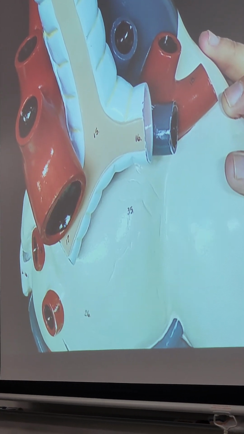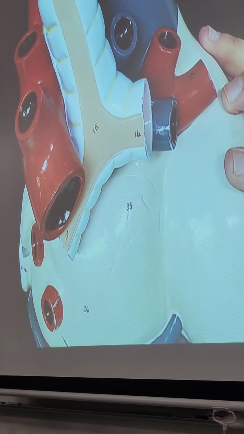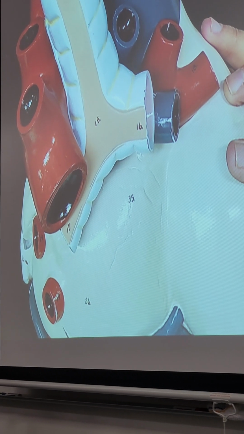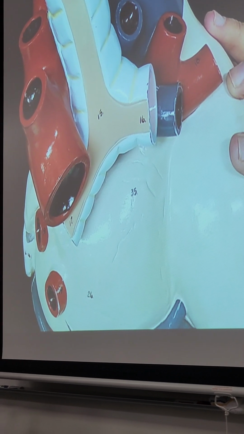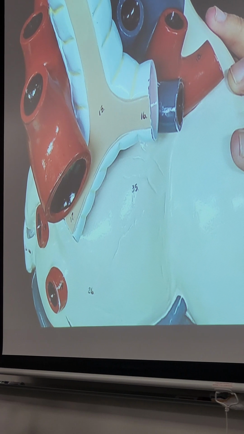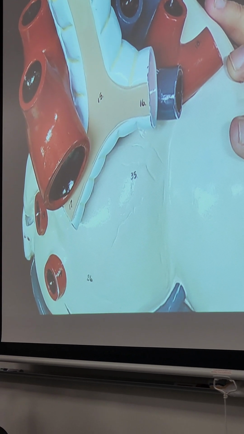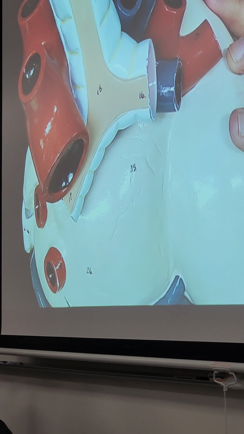How do I know it's left atrium? Because it has 4 veins joining it, bringing blood back to it. And in the model, it will be red. The right atrium, blood vessels, superior vena cava and inferior vena cava, blue, because it is deoxygenated blood. That's how we know it.